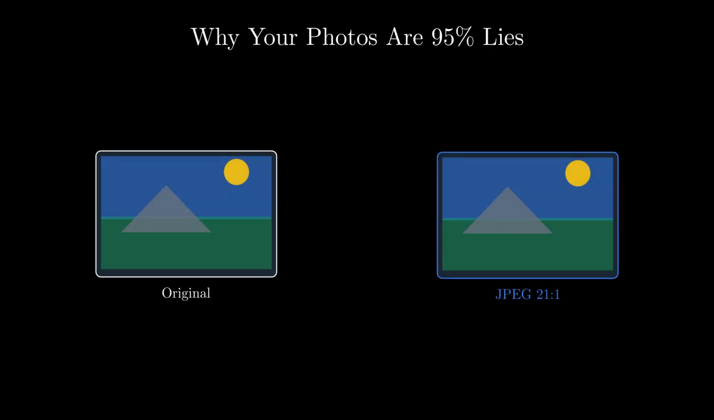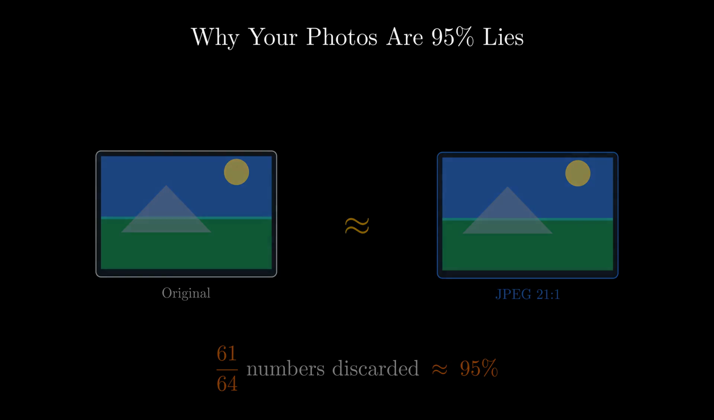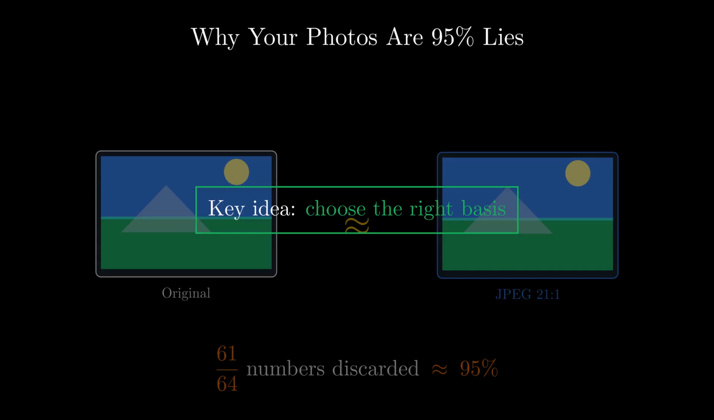Two images side by side. They look identical. But the JPEG on the right threw away 61 out of every 64 numbers describing this picture. Your eye cannot tell. Here's how that's possible, and it comes down to one idea from linear algebra.